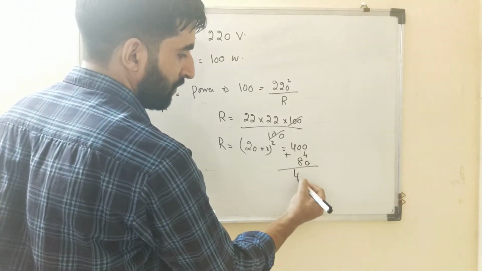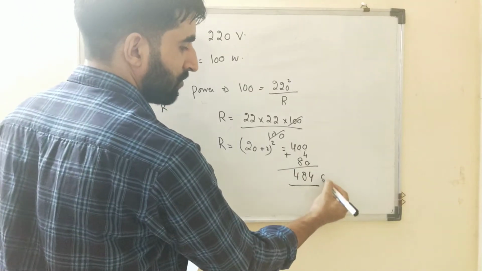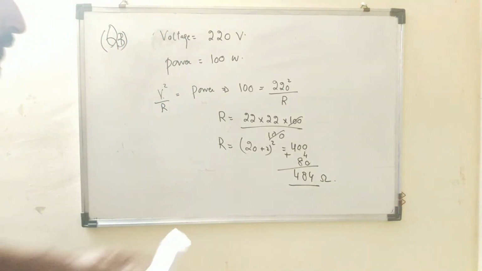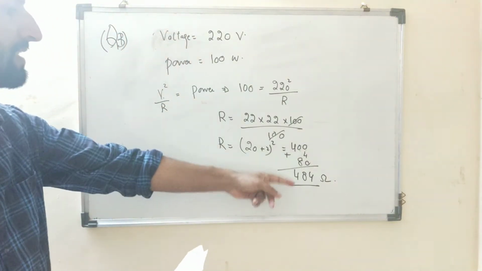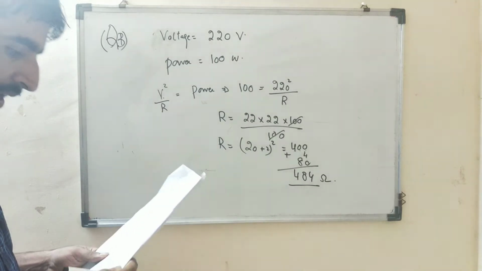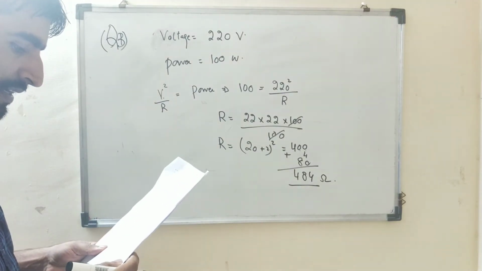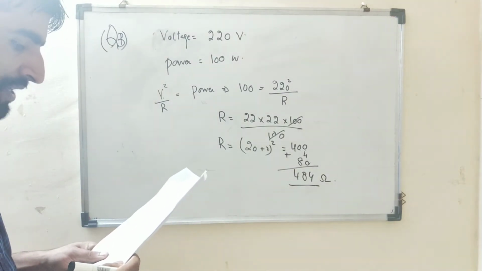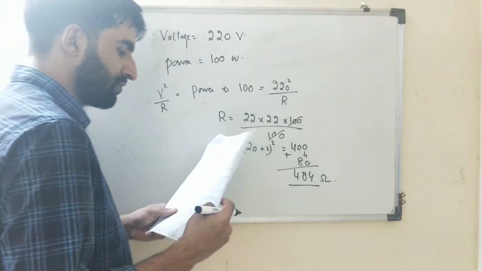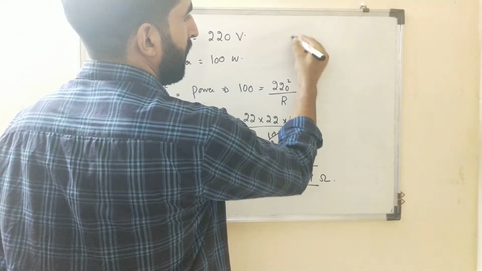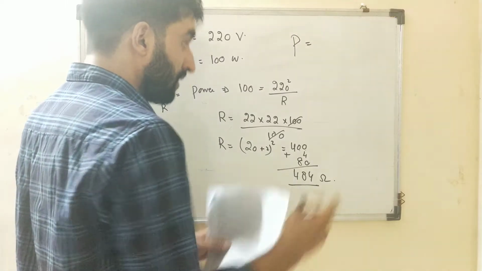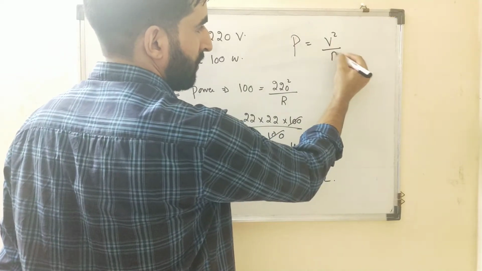So this will be equal to 484 ohms. So 484 ohms, this is the resistance of the bulb. Now we have to find the power which will be consumed under the voltage of 110 volts. So how much power will be consumed? Power will be equal to V square by R.